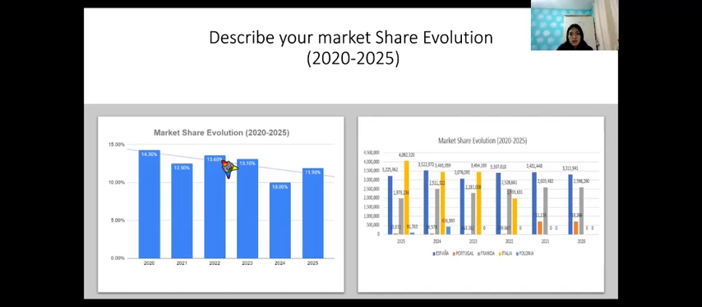This was due to a bad decision, and in the year 25, we went up to 11.90%, and this is because we invested more in marketing and lowered some costs that we have.